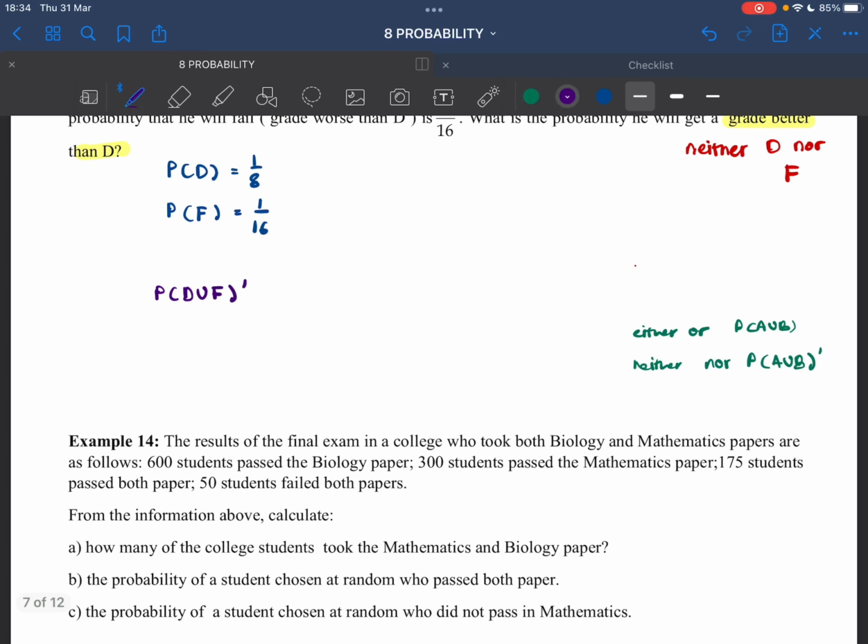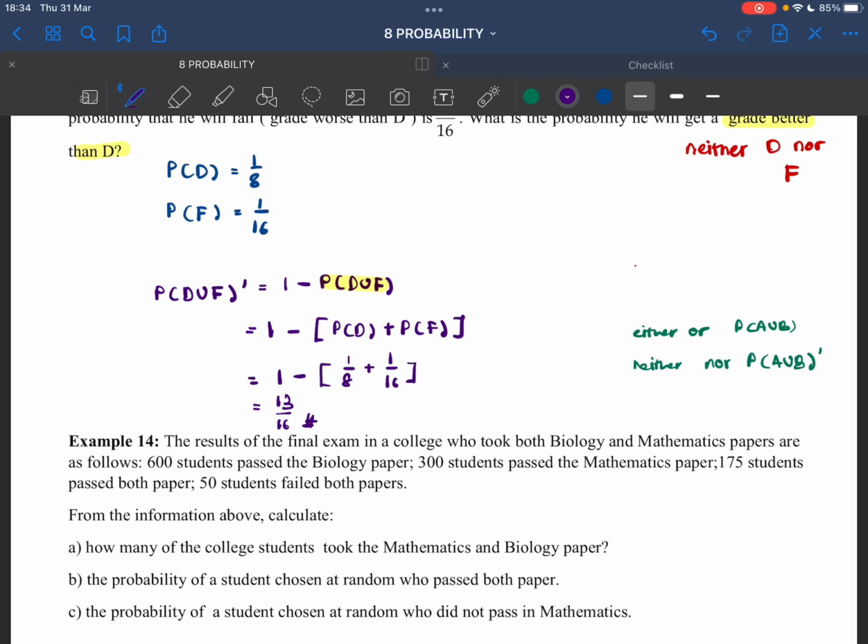So now back to the question, we have P(D union F) prime. So how are we going to change this? We have 1 minus P(D union F). For P(D union F), we are going to use the formula for mutually exclusive. So only P(D) plus P(F), because D intersect F equals 0, which cannot happen. So we have 1 minus, P(D) is 1 over 8, P(F) is 1 over 16, then we get 13 over 16. Okay, so that is our answer.